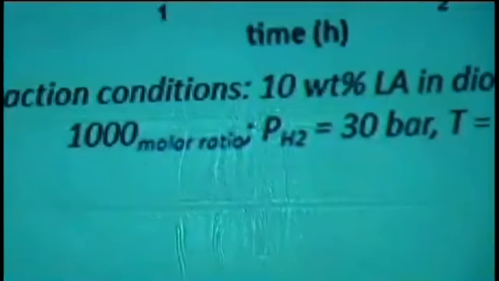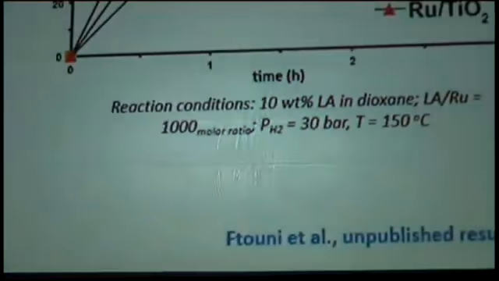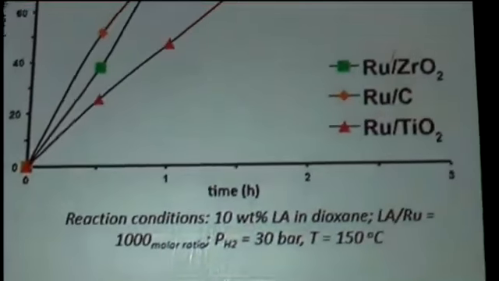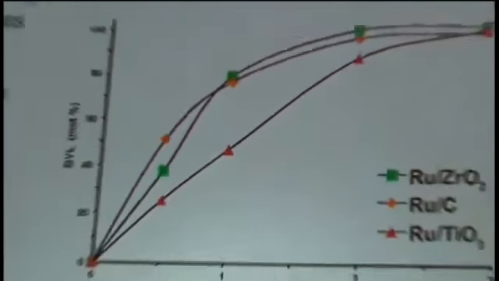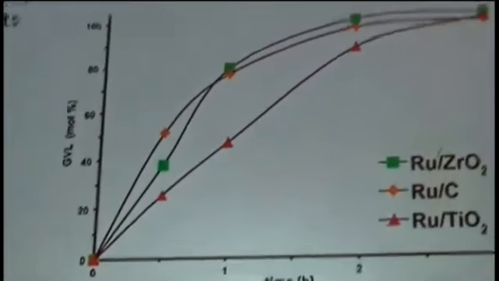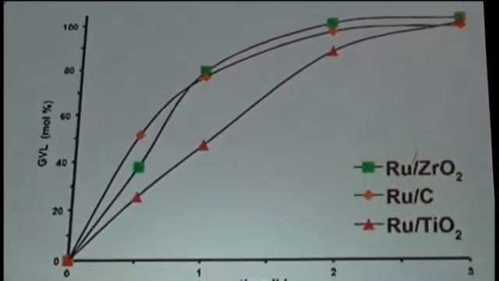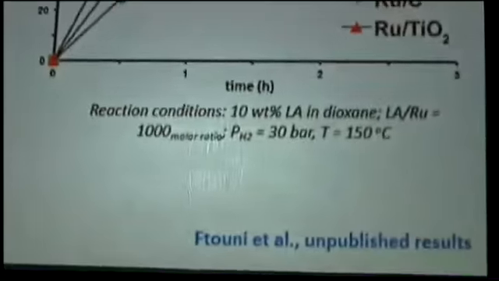Okay, what do we see? If we compare the zirconia, the carbon, and the titania supported catalyst, then we see that they're more or less equally active in this reaction. Titania is lagging behind the other two a bit, but the differences are not too big actually. If we, however, reuse these catalysts, then we start to see a big difference between the two.